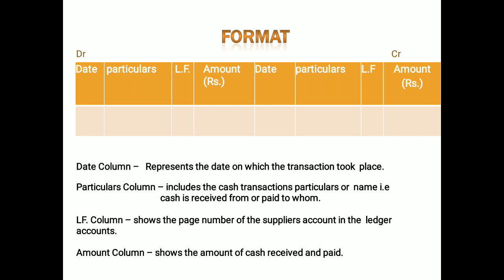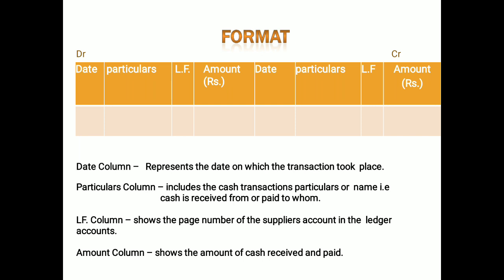The title you may write down here: the cash book. The debit side is divided into four parts: date, particulars, LF and the amount. In the same manner, the credit side is also divided. So the debit side is for the receiving of money. Here the items will be shown from where the money is coming, and on the credit side the particulars will show where the money is moving, that means the payment made.